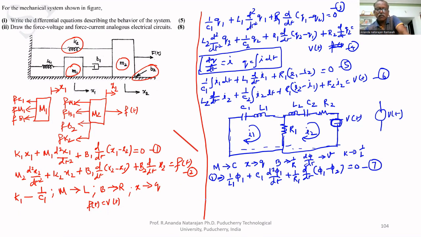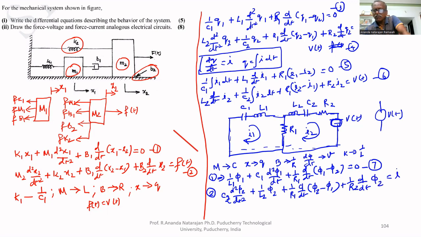Now the second equation. Again replace M by C, so C2 d square phi 2 by dt square, plus K replaced by 1 by L2, phi 2, plus B1 replaced by 1 by R1, d by dt of phi 2 minus phi 1, plus 1 by R2 d by dt of phi 2 equals I of t, because it is a current source. This is the eighth equation.